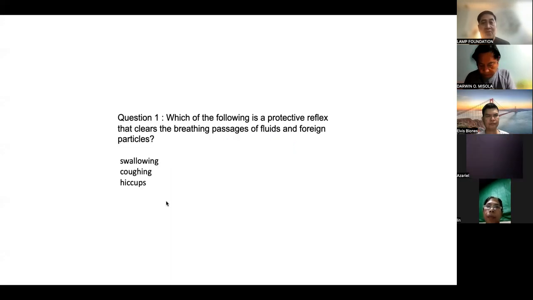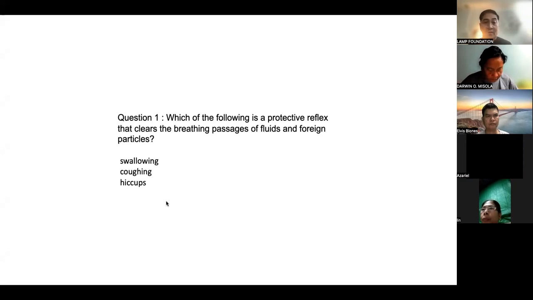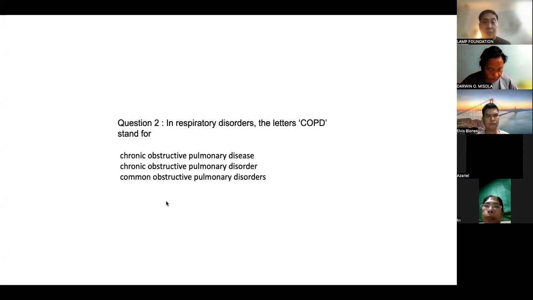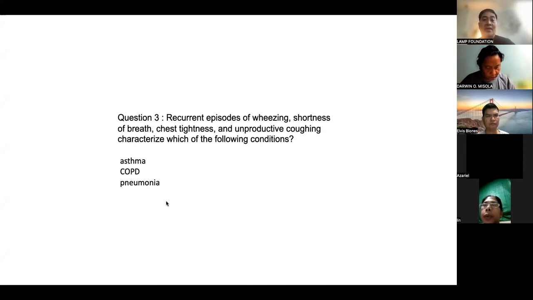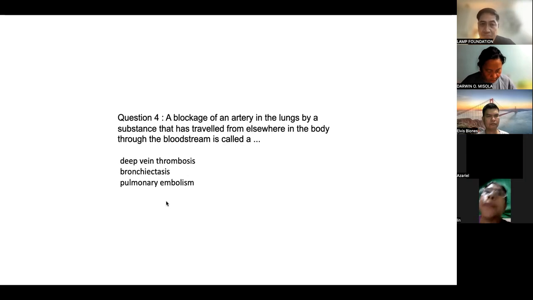Let's now call on Ma'am Lynn Galarita for pathology. Yes, Doc. Which of the following is a protective reflex that clears the breathing passages of fluids and foreign particles? Coughing. In respiratory disorders, the letters COPD stand for chronic obstructive pulmonary disease. Recurrent episodes of wheezing, shortness of breath, chest tightness, and unproductive coughing characterize which of the following conditions? Asthma.